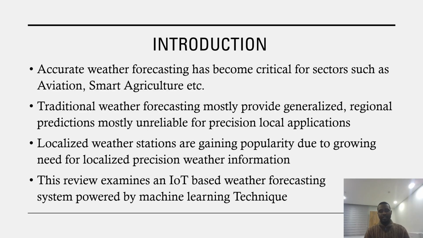of weather forecasting. They saw that traditional weather forecasting mostly provided generalized regional predictions, mostly unreliable for precision local applications. Even though they give you precise forecasts, it's mostly a very generalized one, such that it's maybe for an entire country or a region, not really applicable to a very localized space. So this particular research was intended to address that problem, or to pave way for more research in this particular field of application.